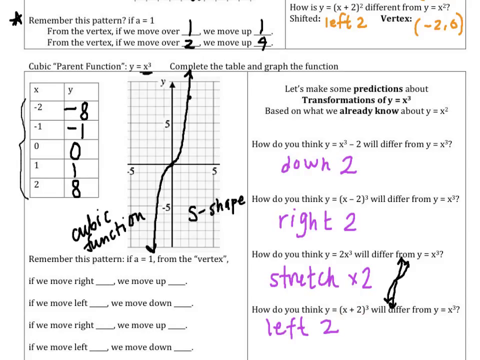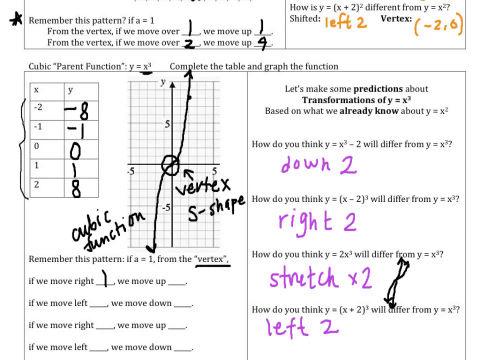Before we go on to the next page, I'd like to fill in this pattern over here. So from the vertex, if we move right 1 from the vertex, and this is a little wacky, but this is what we're going to call the vertex. Here at the origin, that's going to be our vertex. We're going to call that the vertex, just like how the vertex is at the origin on a quadratic function.